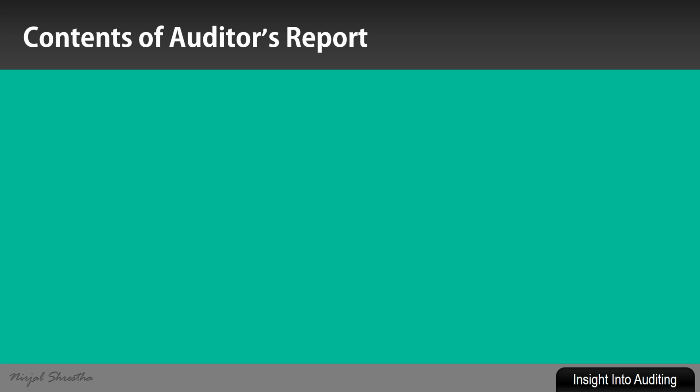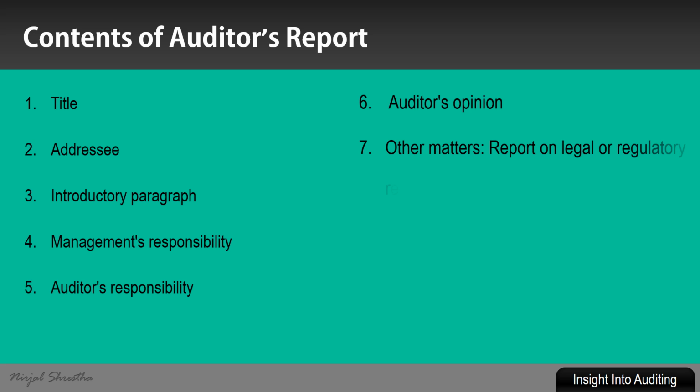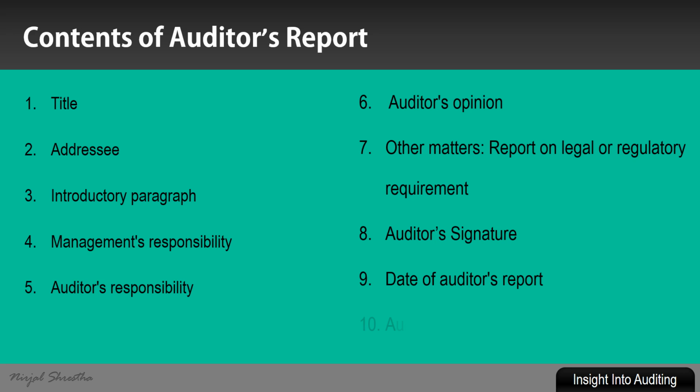Contents of auditor's report. 1. Title. 2. Addressee. 3. Introductory paragraph. 4. Management's responsibility. 5. Auditor's responsibility. 6. Auditor's opinion. 7. Other matters. Report on legal or regulatory requirement. 8. Auditor's signature. 9. Date of auditor's report. 10. Auditor's address.